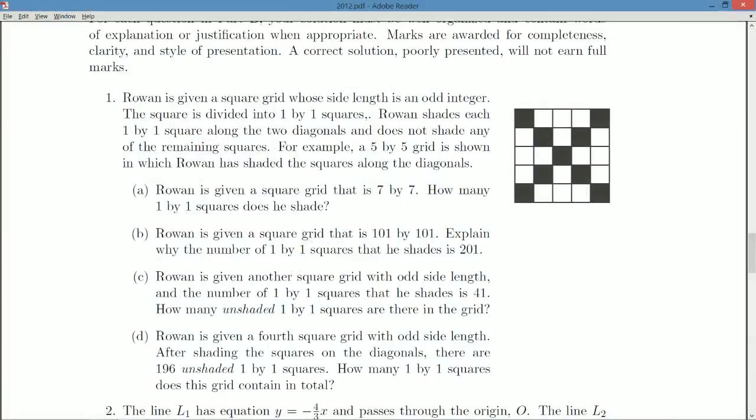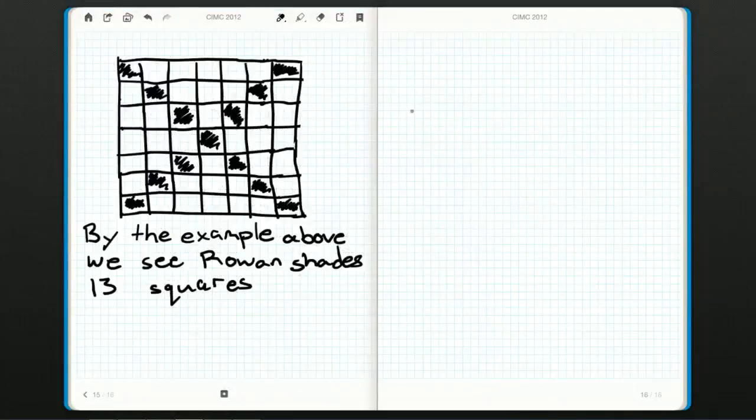Alright, so part B. Rowan is given a square grid that is 101 by 101, so we're not going to be able to draw this one. Explain why the number of 1 by 1 squares he shades is 201. Alright, so at this point we have two examples. We have the 5 by 5 example over here, where we have 1, 2, 3, 4, 5, 6, 7, 8, 9. We skip over that middle one. And we have the example we just drew out, where we had 7 along the main diagonal, and then we had 1, 2, 3, skipped over 1, 4, 5, 6.